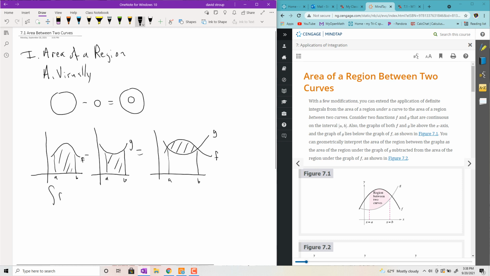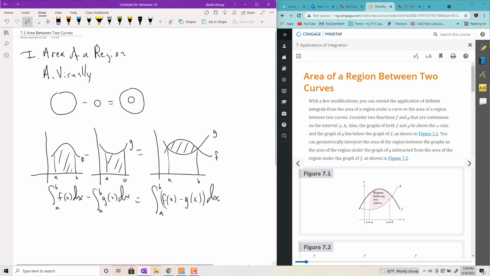The integral of f of x dx from A to B, minus the integral of g of x dx from A to B, is going to be the same thing as the integral of f of x minus g of x dx from A to B.